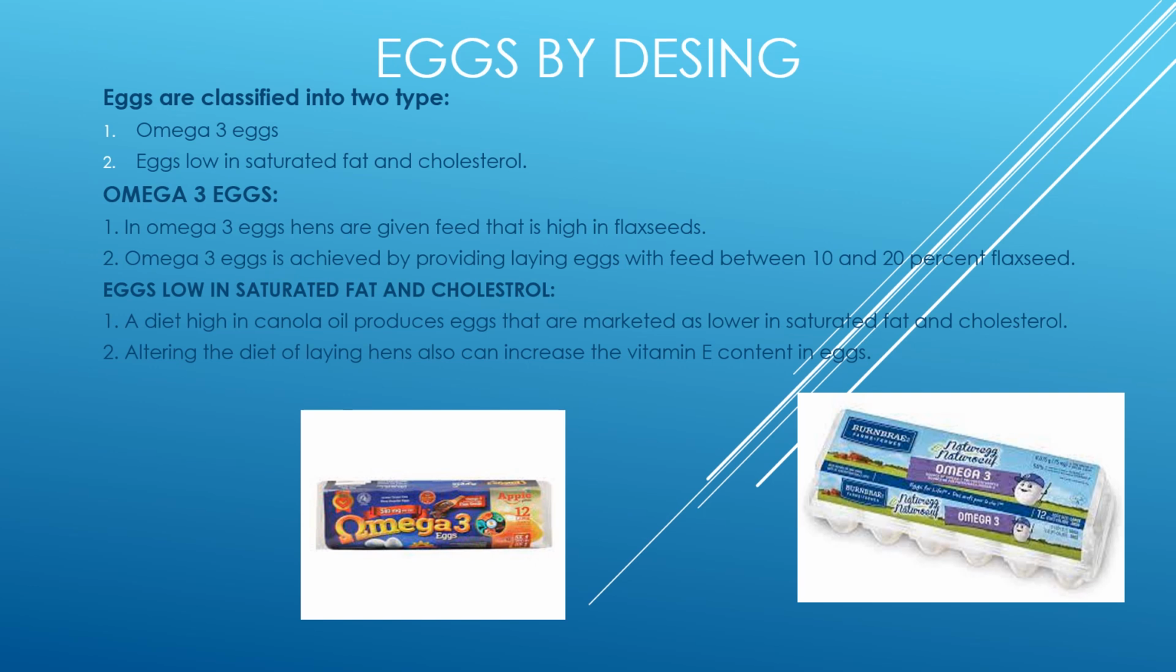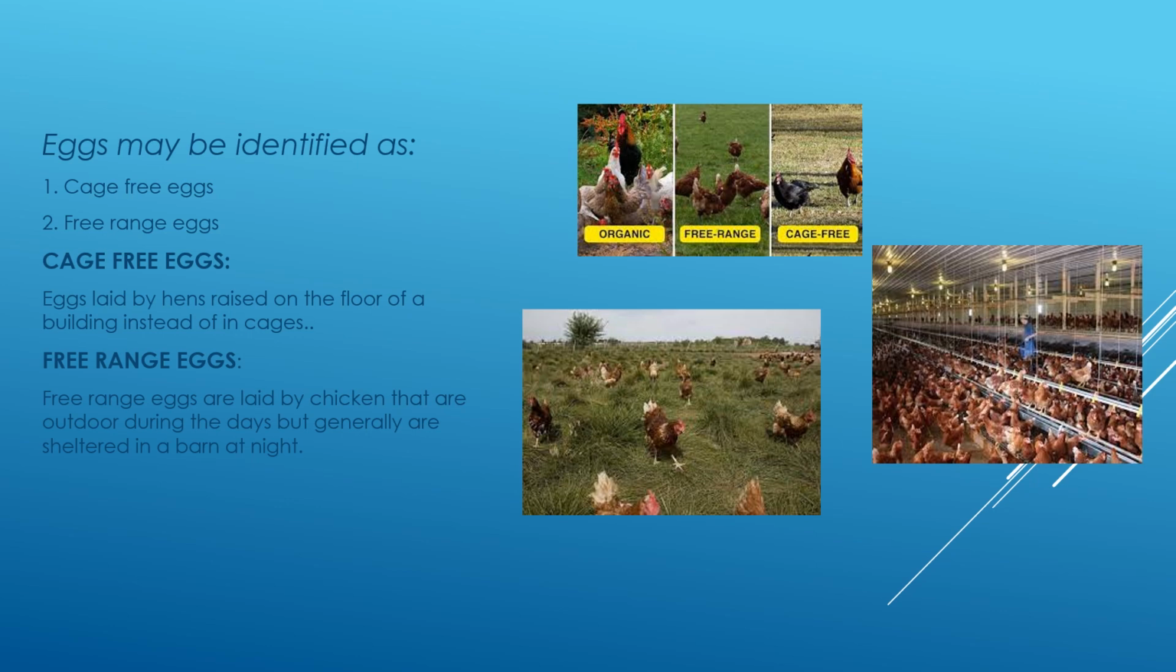So it depends what kind of diet the hens are taking. If they are producing eggs with these particular qualities, they have been already labeled in the packaging as shown in the pictures. Eggs may be classified as cage-free eggs and free-range eggs.